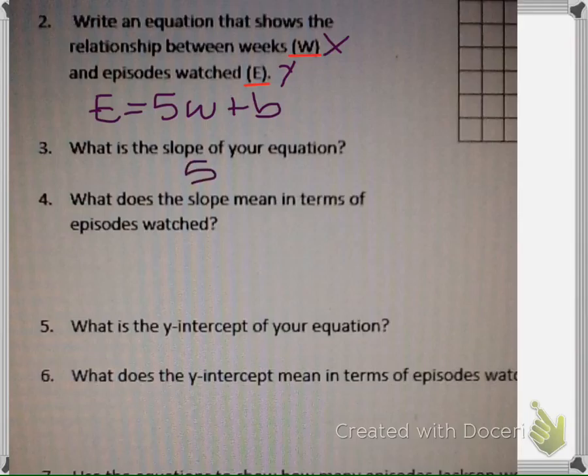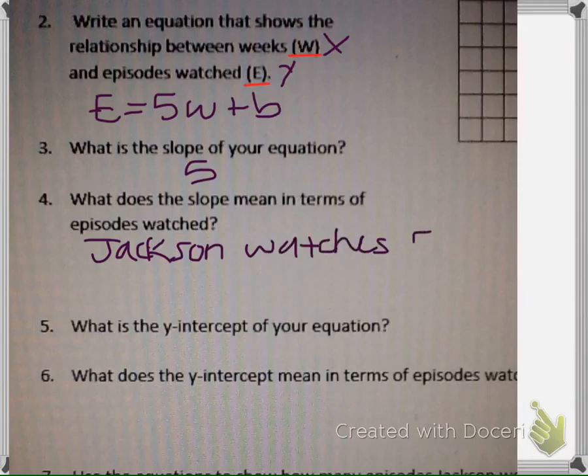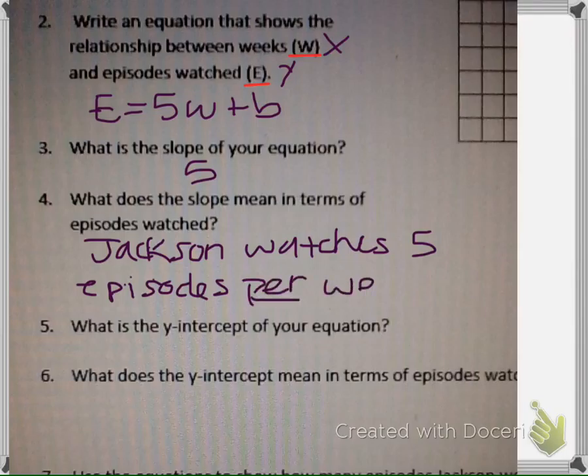Okay? So what is the slope in your equation? That's 5. And what does it mean? Jackson watches 5 episodes per, keyword per week, or in 1 week. Okay, what is the y-intercept? That's 8.